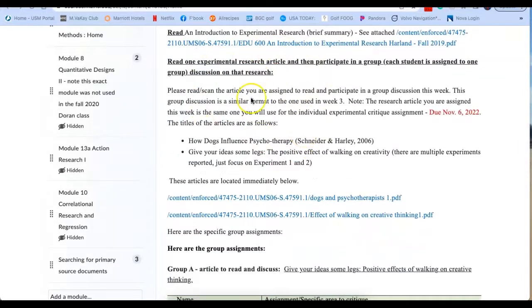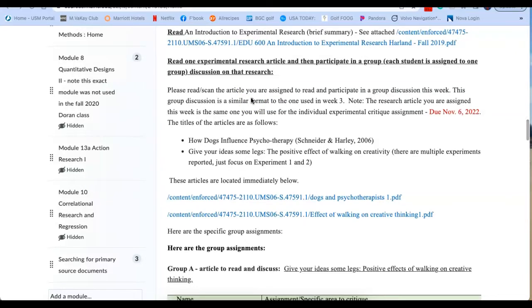And then we have, if you remember, week number 3, everybody was assigned to one of 3 groups, Group A, Group B, Group C. We're doing the same thing this week. You're in the same groups. You're assigned a different portion to take the lead on, but you're in the same group. So if you were Group A back in week number 3, you are still Group A.